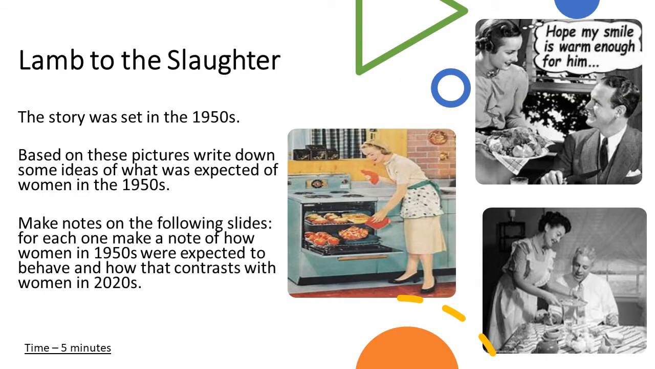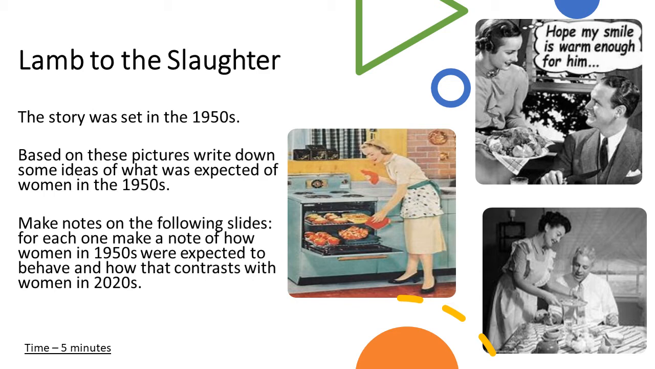Okay, so the story was set in the 1950s. Based on these pictures, write down some ideas of what was expected of women in the 1950s. So bear in mind we've just looked at Of Mice and Men, set in the 1930s. What we're going to be seeing on the following slides isn't hugely dissimilar from the expectations placed on women like Curly's wife in Of Mice and Men.